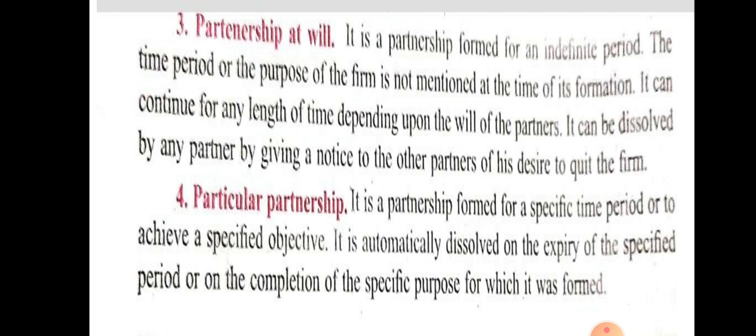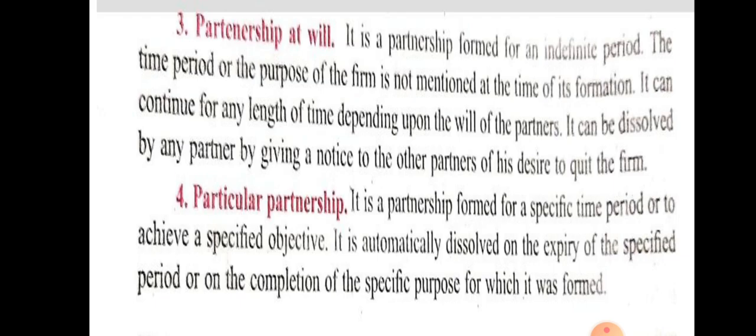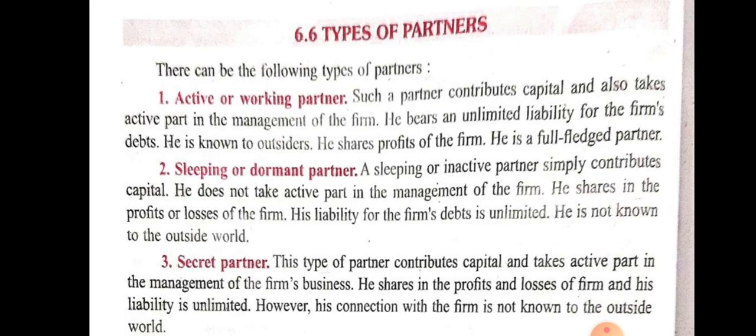So here the partnership is formed for a specific period, 5 years, 10 years, and when the work is done, automatically the partnership will dissolve. Now, there are 4 types of partnership: general, LLP, at will, and we have the particular partnership.